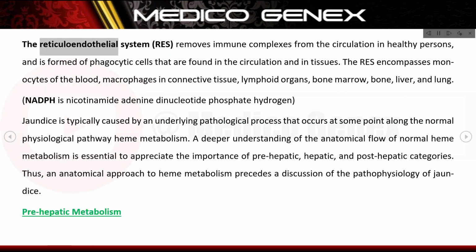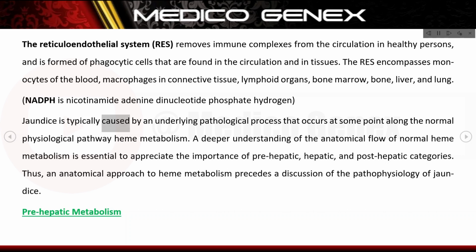The reticuloendothelial system, RES, removes immune complexes from the circulation in healthy persons, and is formed of phagocytic cells that are found in the circulation and in tissues. The RES encompasses monocytes of the blood, macrophages in connective tissue, lymphoid organs, bone marrow, bone, liver, and lung. NADPH is nicotinamide adenine dinucleotide phosphate hydrogen.